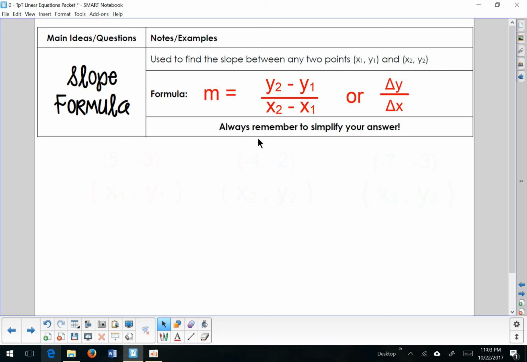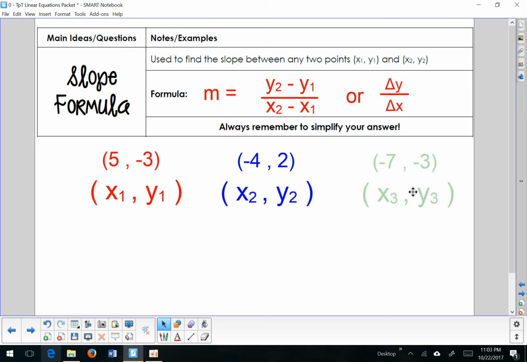They're not math operators. So let's say I have the point 5,3, I have the point -4,2, I have a third point, -7,-3. This is my first point, so it's x1, y1. This blue one is my second point, so I would call that x2, y2. And this green one is my third point, etc. Now you can only use 2 points at a time, so I'm going to take this one away because it's not relevant right now.